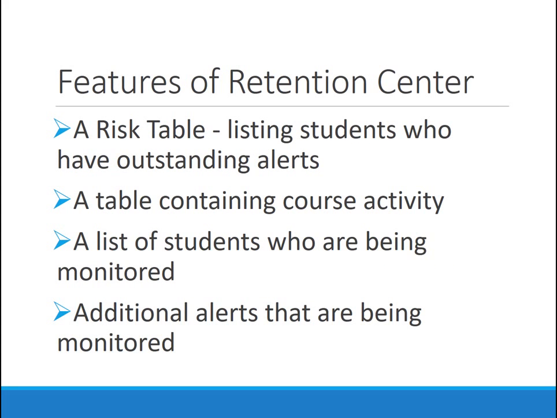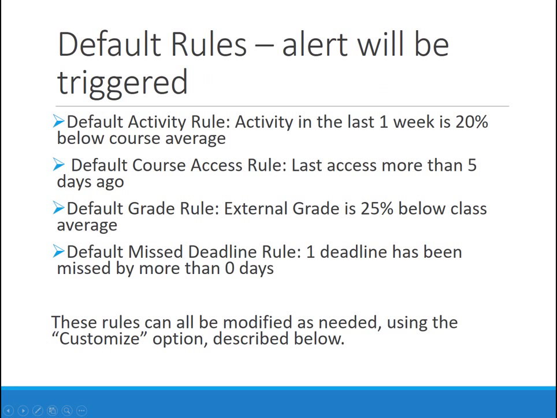It has a risk table which will list the students who have outstanding alerts. The table contains course activity. It has a list of students who are being monitored, and it has any additional alerts that you want to be monitored. So again, you can customize this, or you can choose to use just the default settings that are set by Blackboard. So here are the defaults that are already in there. Like I said, if you open it up, these are the ones you're going to see already set in there, but easily you can change these, change the numbers in these, or completely add new rules as well.